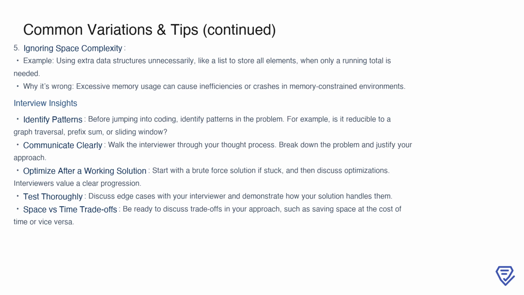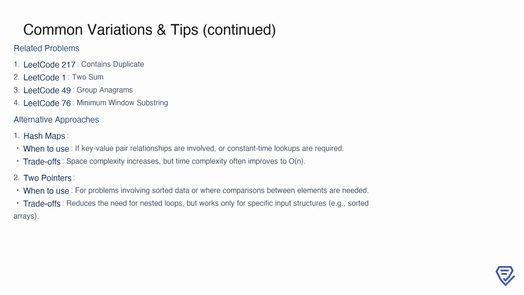To deepen your understanding, it's helpful to explore related problems. Some examples include LeetCode 217, which focuses on finding duplicates, LeetCode 1 for two sum, LeetCode 49 for group anagrams, and LeetCode 76 for minimum window substring. These problems share underlying concepts and can help you practice transferable techniques.